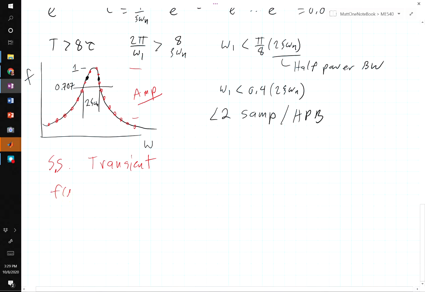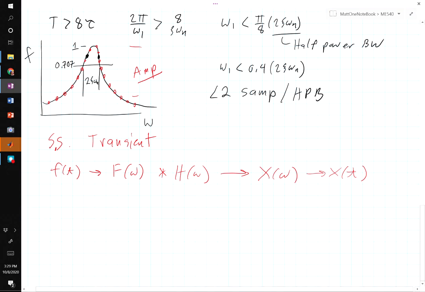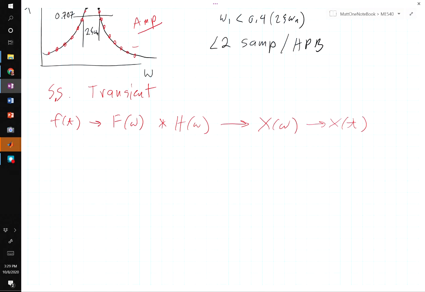Given a force, we convert that to a force in the frequency domain. Usually I use capital F for that. We multiply that times some transfer function, and out comes a response in the frequency domain. And if we want to, we can go back to the time domain. So any phenomenon we can really think about this way.